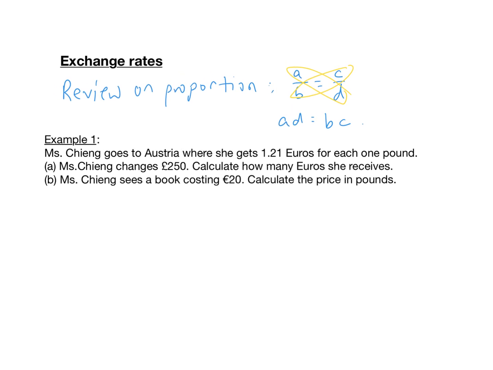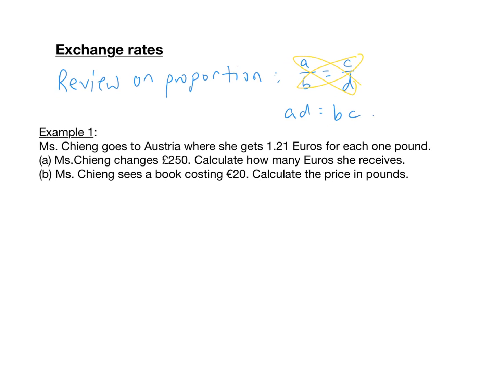So what we're going to do here is write our proportion. I'm going to put the Austrian euros over pounds. So it is euro over pounds. We know that 1.21 euro over £1 is equal to, there's a ratio here, and we want to find out how many euros she receives. I'm going to let it be x over 250 pounds. So now we have a proportion here.